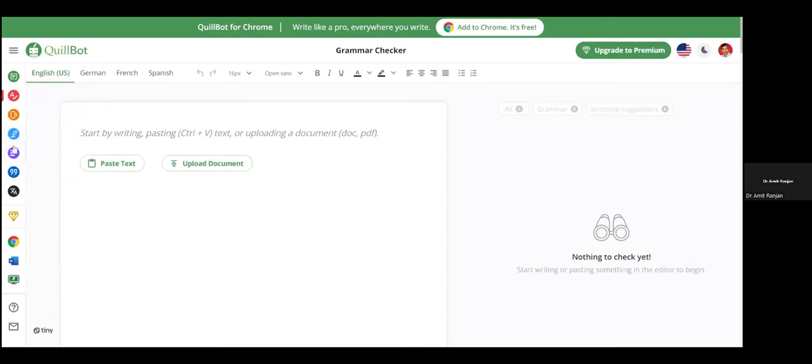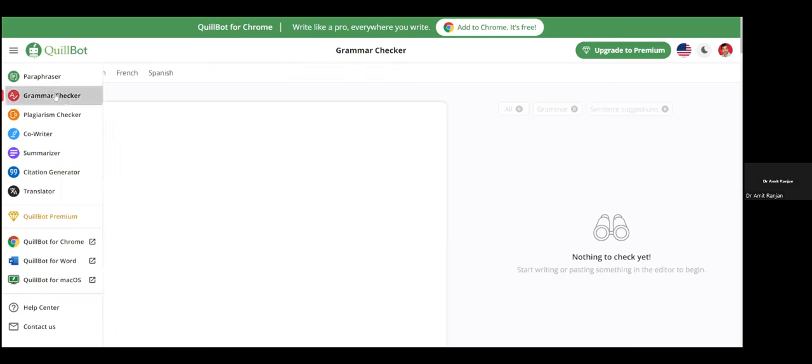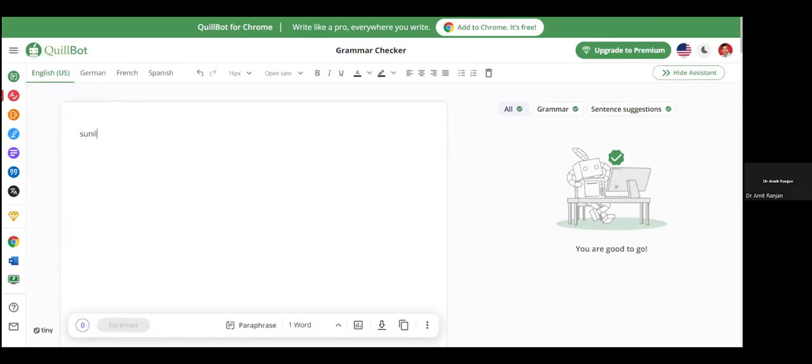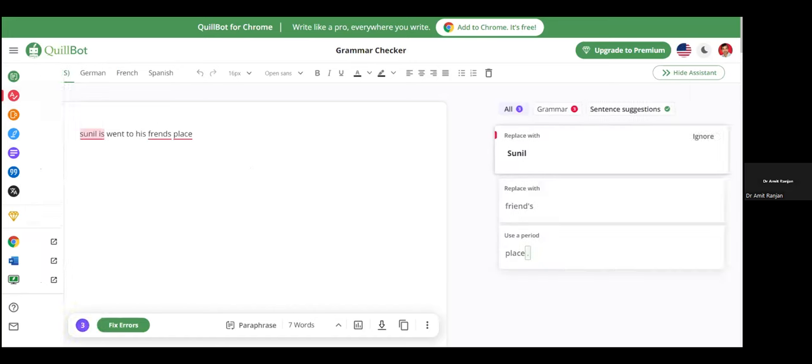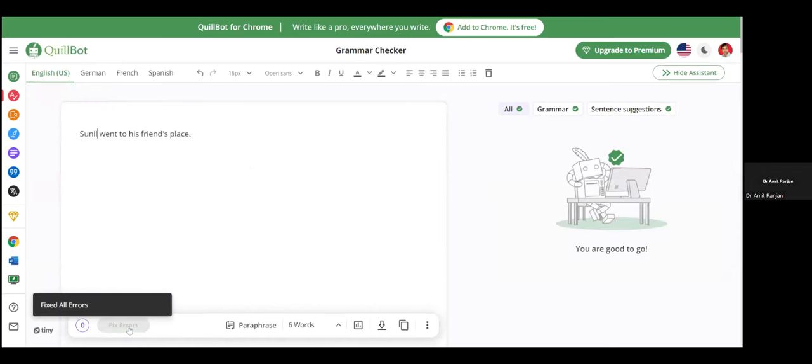So let's go to the grammar checker, for example, and let's write something wrong. For example, Sunil is went to his friend's place. He made multiple mistakes over here. And now it says there's three mistakes. Let's fix the errors. It puts the apostrophe, it corrects the tense, and so on and so forth. So it's quite a good tool to go through your essays and summarize them, paraphrase them, get your grammar checked, and so on and so forth. Grammarly, of course, is a paid website. There are other tools as well. All right.